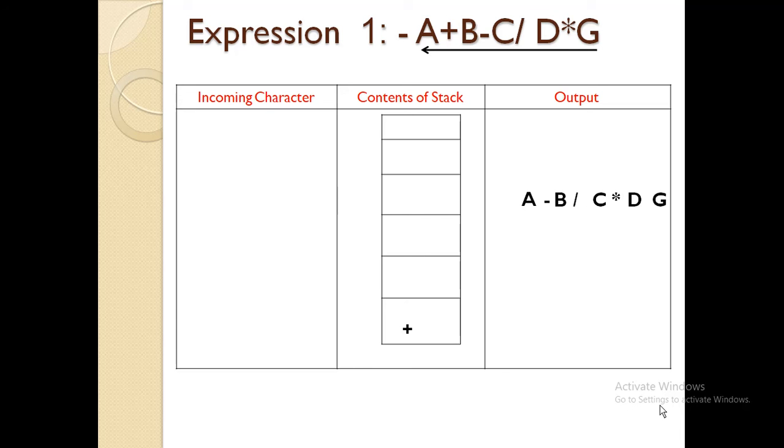Now here the expression is ended. So when the expression is ended, pop all the contents from the stack. The stack contains only plus, so pop out plus. So this is the prefix conversion of the infix expression.